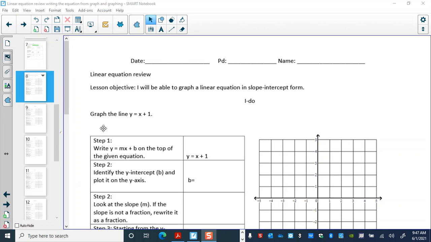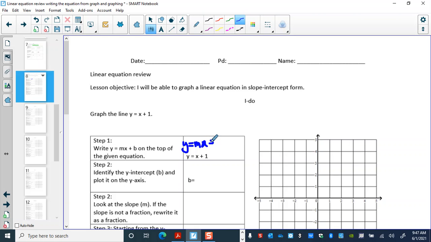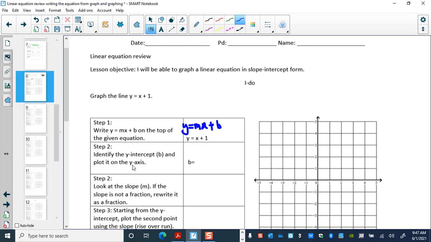Step 1, write y equals mx plus b on the top of the given equation. So here I'm going to write y equals mx plus b. Step 2, identify the y-intercept and plot it on the y-axis.